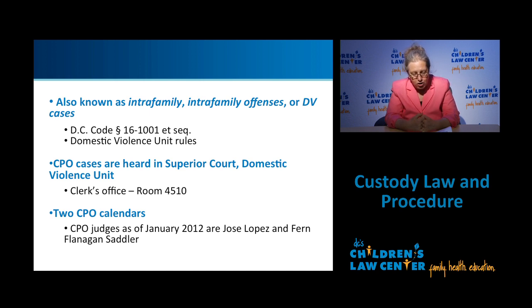These cases are heard in the domestic violence unit of DC Superior Court. And the clerk's office for CPO cases is in room 4510. That's where the files are kept, and that's where you will file pleadings in those cases. There are 2 CPO calendars, 2 judges who are assigned to hear CPOs. And again, they rotate periodically, but those rotations tend to be fairly lengthy.